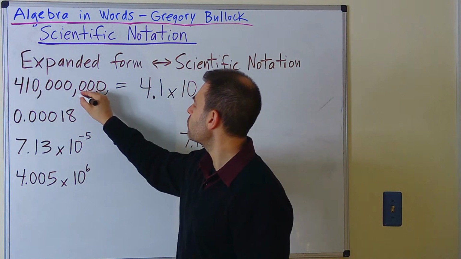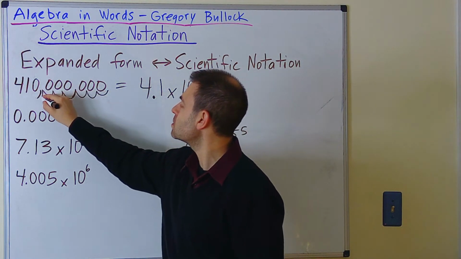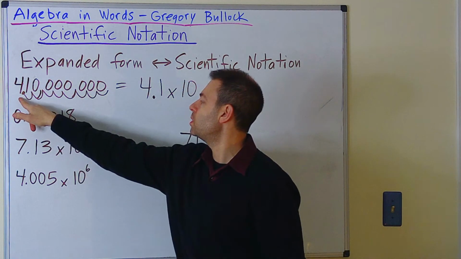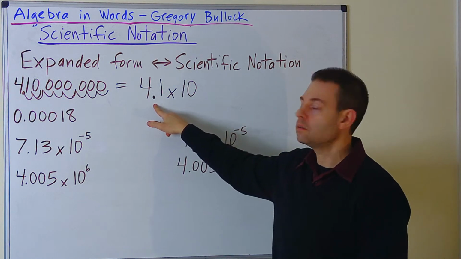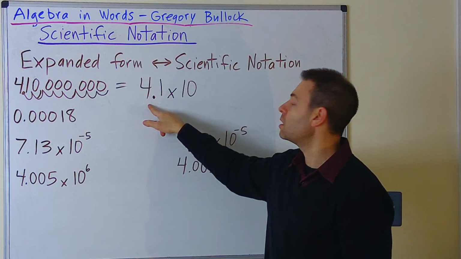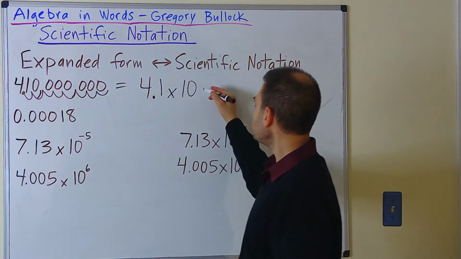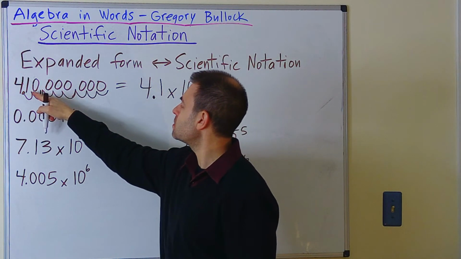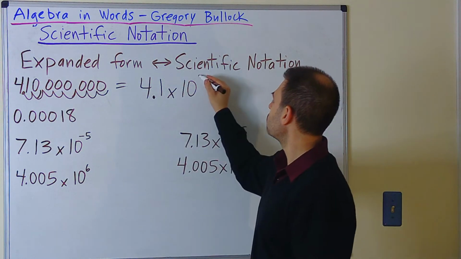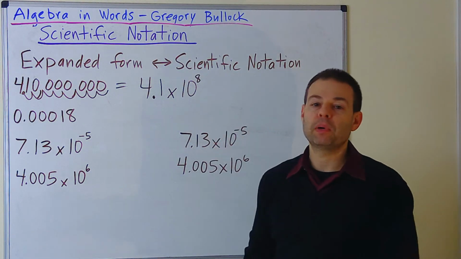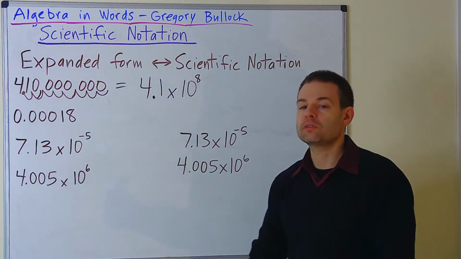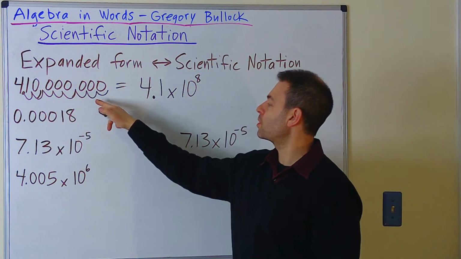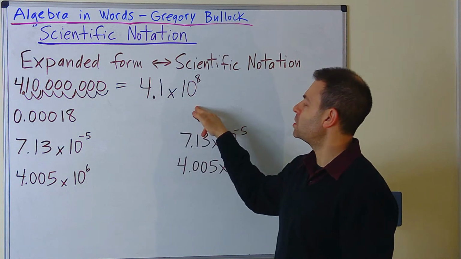1, 2, 3, 4, 5, 6, 7, 8. And put the decimal there. Notice that the decimal lands where we have it here, to the right of the first non-zero digit. And since we went over 1, 2, 3, 4, 5, 6, 7, 8 places, we write 8 as the exponent to 10. Okay? So to summarize that, we were converting a large number from expanded form into scientific notation.